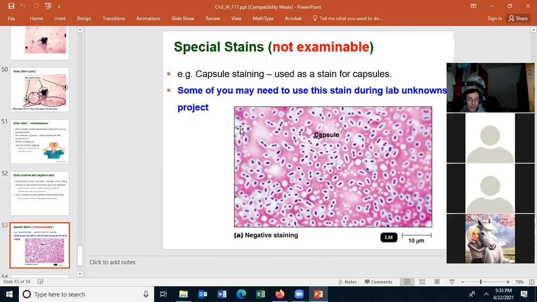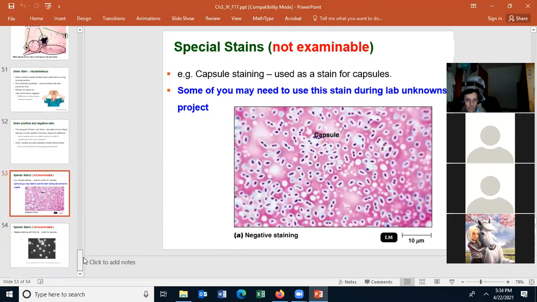I'll be giving you a bacteria, and if you think your unknown bacteria has a capsule, you may wish to do the capsule stain. If you do, the capsule stain stains the background of the slide, right here, and it stains the cells, but it does not stain the capsule. Let's go to the next slide.